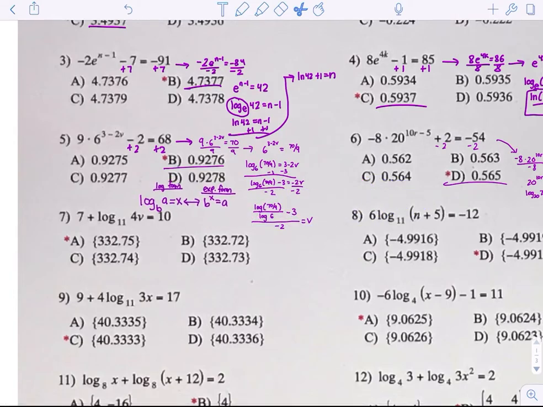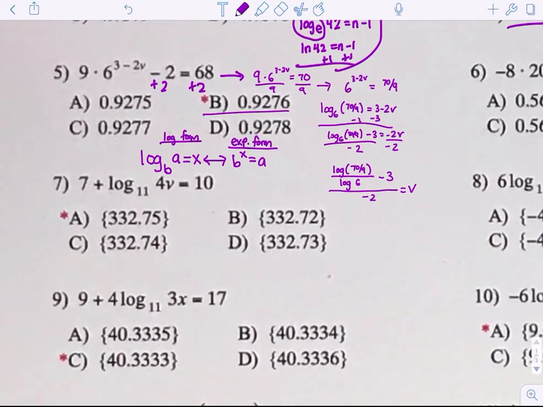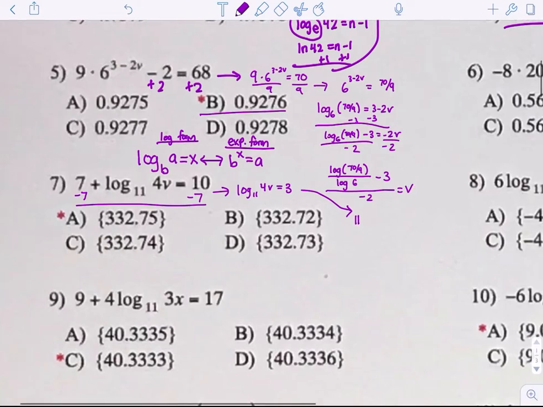Okay, over here. Now I can automatically know we're gonna get log form. We gotta make it into exponential. So subtract 7 from both sides. We are gonna get log base 11 of 4v is equal to 3. Now we're gonna change it from log form to exponential form. 11 to the third is equal to 4v. Divide both by 4, and we are going to put this into your calculator, which is going to give you guys this value right there.